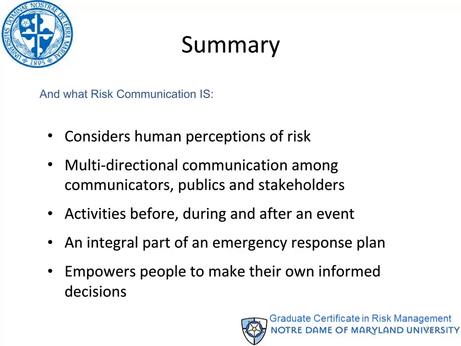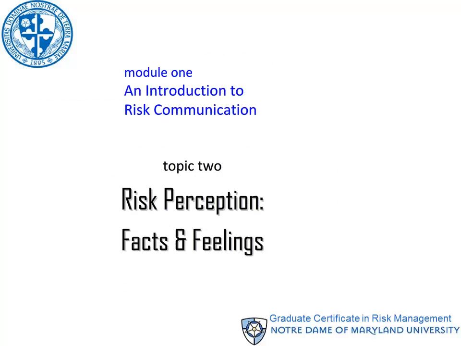For balance, let's consider what risk communication does. It considers human perceptions of risk. It is multi-directional communication among communicators, publics, and stakeholders. It includes activities before, during, and after an event. It's an integral part of an emergency response plan. Risk communication empowers people to make their own informed decisions.